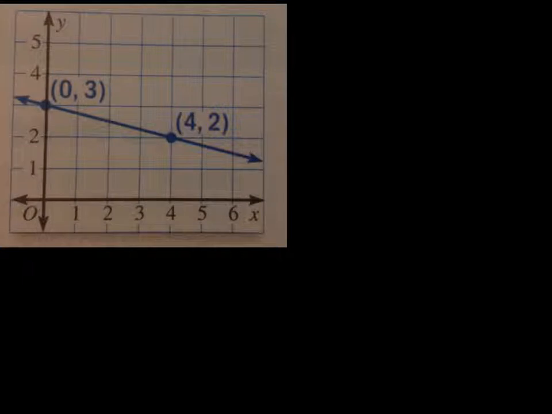Now let's learn how to write an equation of a graph. So let's write the equation of the line shown here. First, we need to find the slope, m. Remember, we're starting with y = mx + b. Let's find the slope, m, using the labeled points (0, 3) and (4, 2).